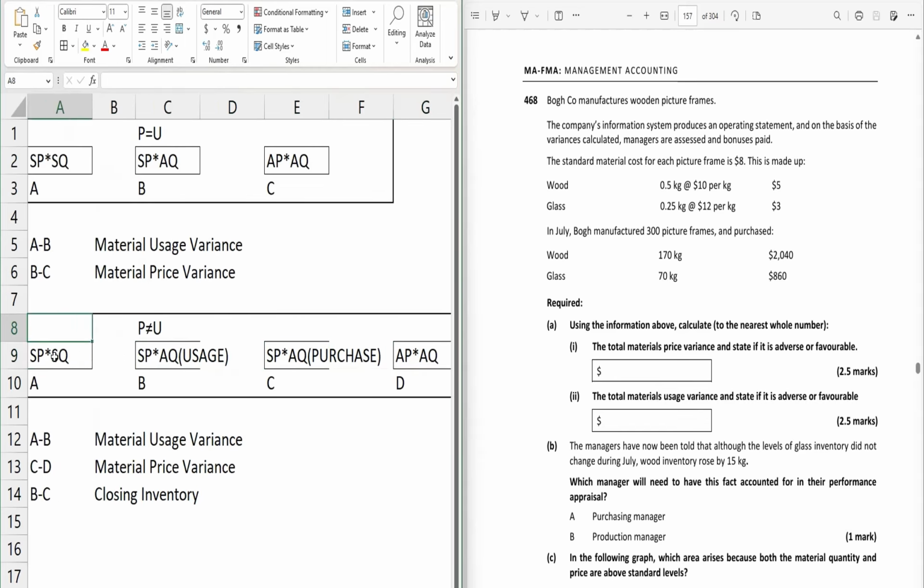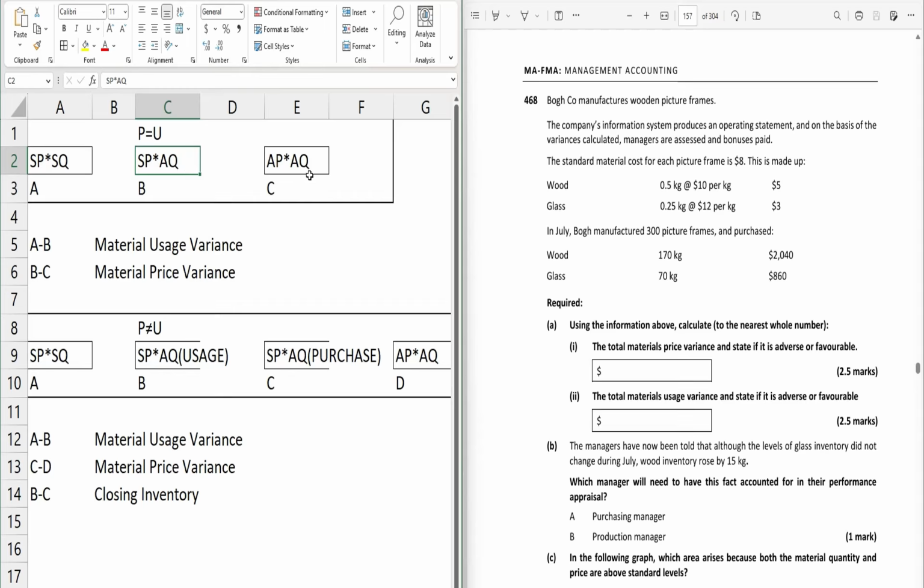Okay. So now, purchase equal to usage. Just write SP, then write AP. Then SP into SQ. In the last two there will be AQ. So in the first two columns write down SP, and in the last two columns there will be AQ.